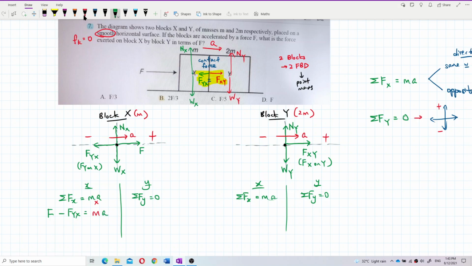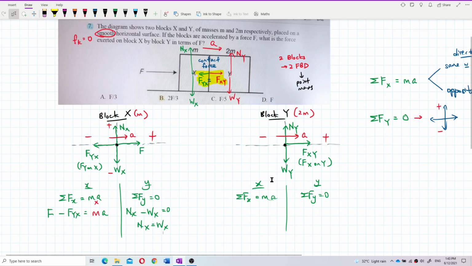And then for the y component, you just take going up positive, going down negative, because there is no acceleration to compare. So this becomes Nx minus Wx, which is 0. So we can say Nx is Wx. But we don't need the y component for this case.